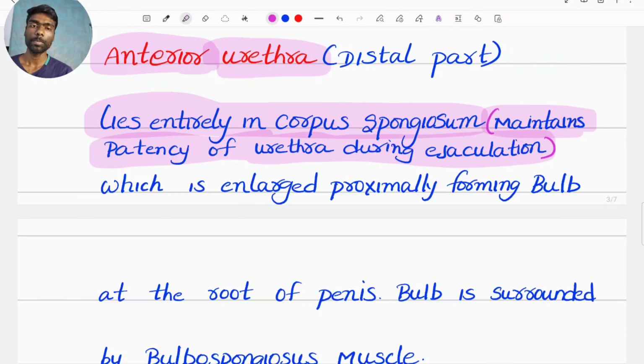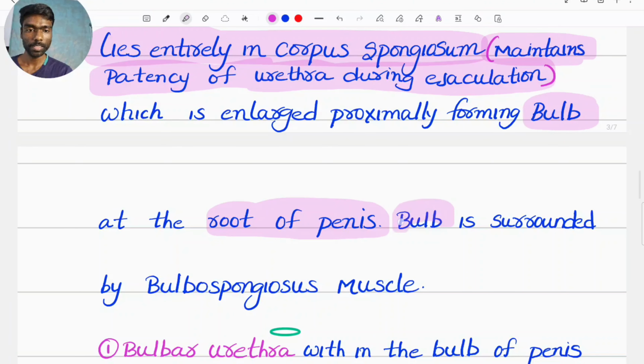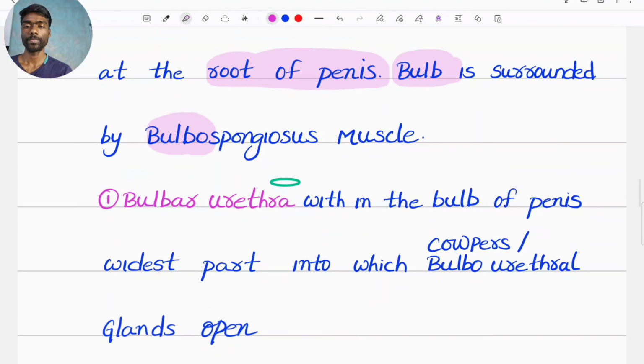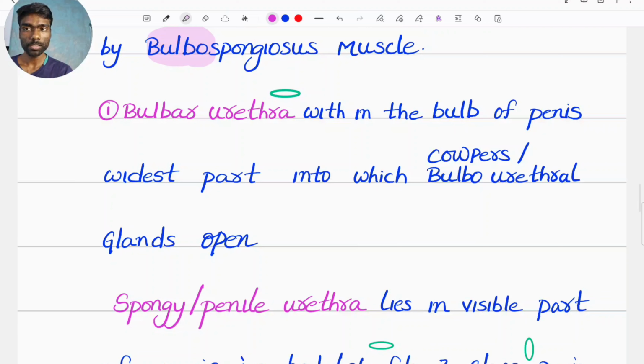Here this corpus spongiosum is enlarged proximally to form the bulb of penis at the root of the penis. This bulb of penis is surrounded by the bulbospongiosus muscle. Coming to parts of the anterior urethra, which is nothing but the distal parts, I already told you it is present entirely in the penis. In the penis, according to the area, it is given names.